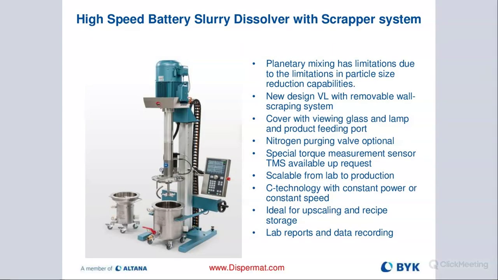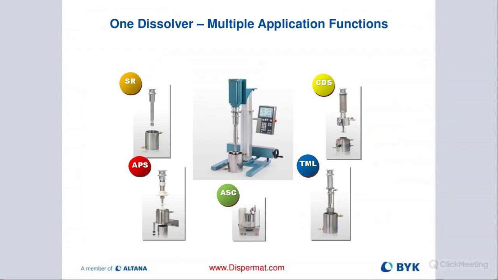Again, scaling is key. You also want to then be able to scale that up. In this case, a little larger unit, we can go all the way up to production. And that here has the scraper unit installed and also the ability to add a nitrogen purging valve or any type of inert gas you want to push through, to create a blanket. That's possible with these higher end models. Again, control capability is there, creating lab reports and so on.